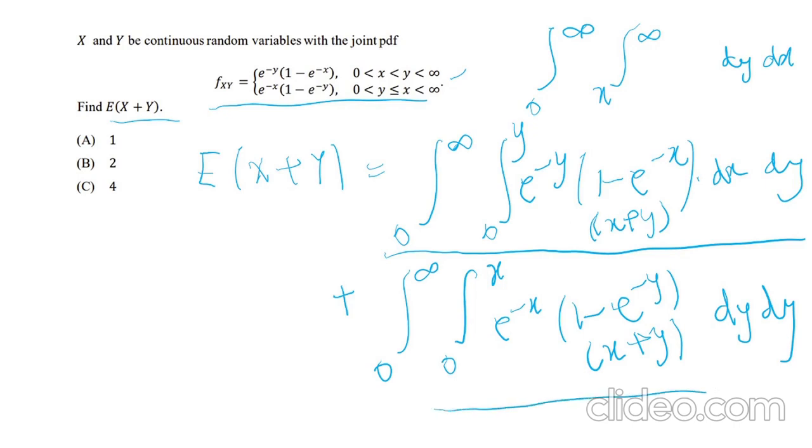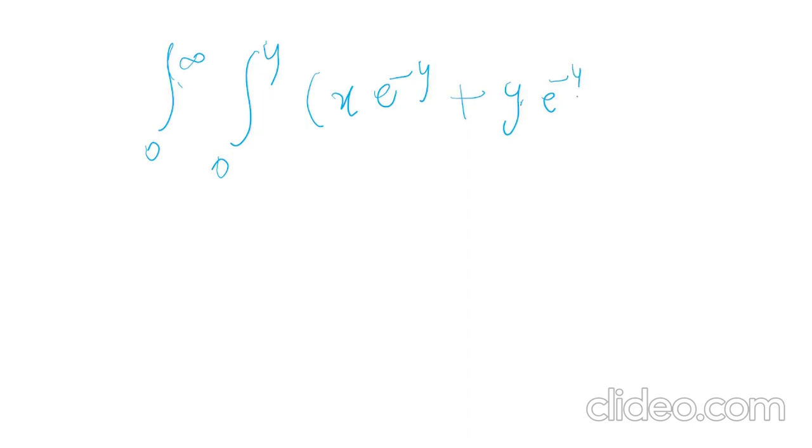Now what we will do is that we do the integration of the first one and multiply by 2. So for the first one, the integration will be 0 to infinity, 0 to y, of x into e to the power minus y, y into e to the power minus y, 1 minus e to the power minus x, dx dy.